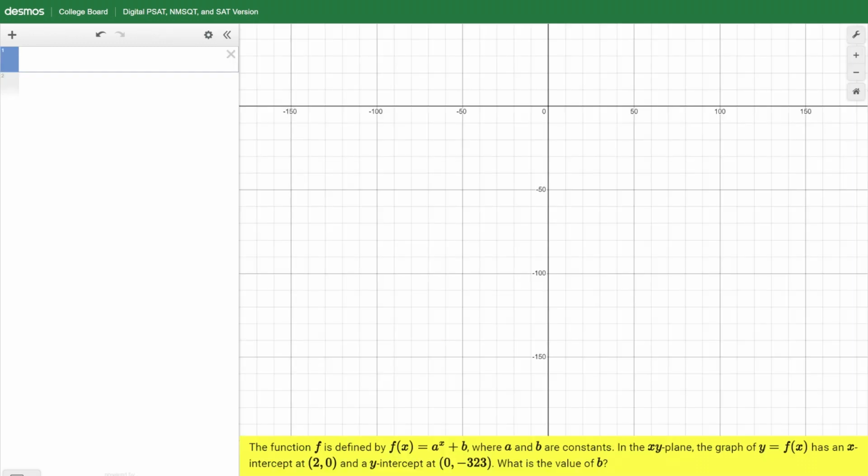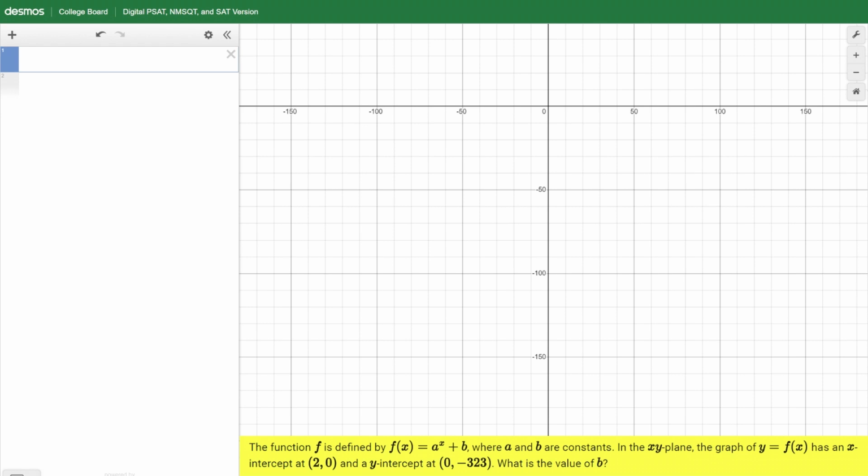The third problem is a bit different. Here we're going to use a feature of Desmos called regression to try to solve this problem instead of using the graphs. We're given this function, which looks like an exponential function, and we're trying to find the value of b given that a and b are constants.